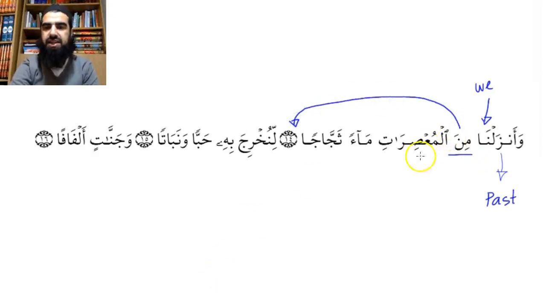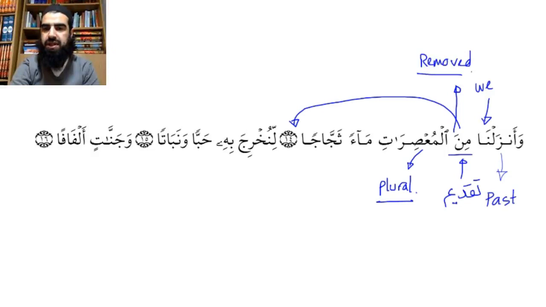Min here is actually supposed to come at the end over there. So here we have something known as taqdeem taking place. Words have been brought forward. Then we have the word al-mu'sirat. Mu'sirat literally is a plural, and it has various meanings which we're going to look at in a bit.